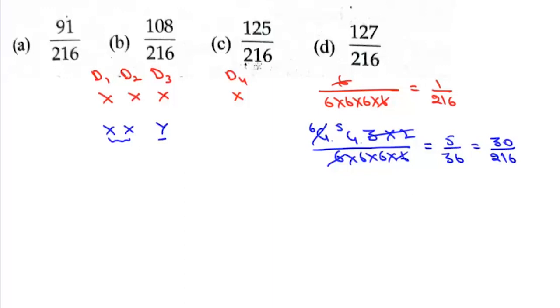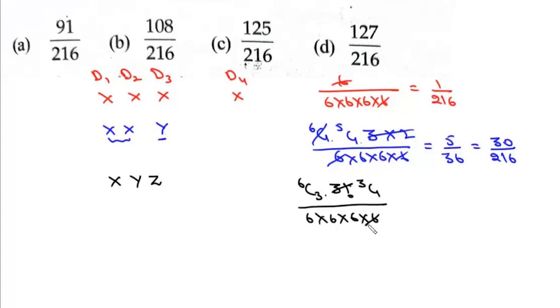Now we'll have the third case, when all the 3 numbers are distinct, so it will be x, y, z. We have to choose 3 numbers, which can be done in 6C3 ways. Now these 3 numbers can be distributed among 3 dice in factorial 3 ways, and D4 can take any one of these 3. So it will be 3C1 divided by 6 into 6 into 6 into 6.